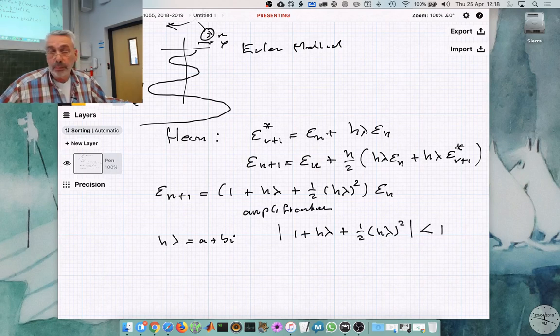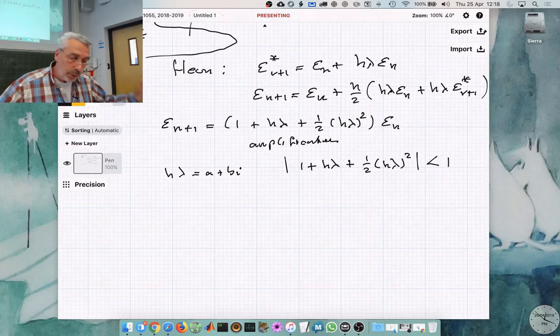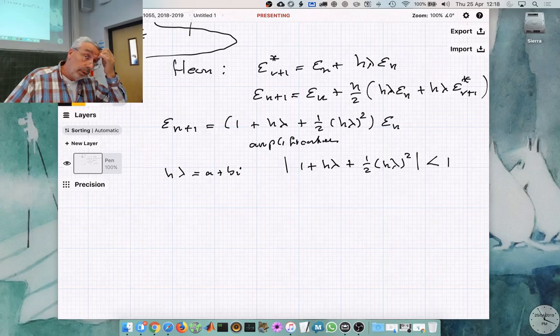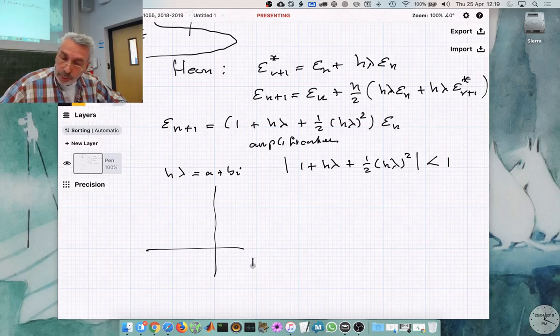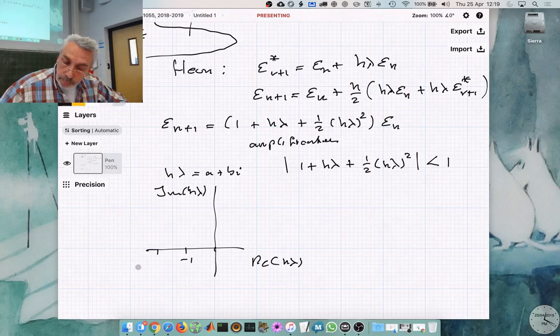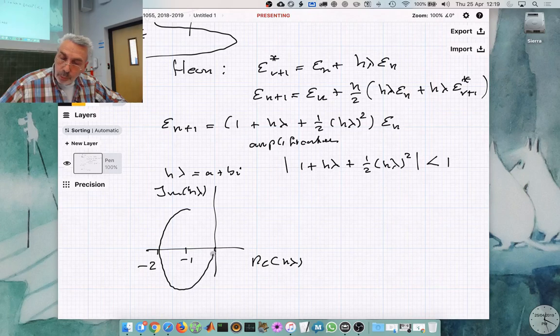is less than 1. Now this is a bit more complex, and well, you can do it in MATLAB with contour, and there are all kinds of ways to do that. But the end result looks something like this. Again, here we have the real part, of course, of h lambda, and here the imaginary part of h lambda. Then here this is minus 1, this is minus 2. Then we get a figure something like this, like an oval-shaped thing.